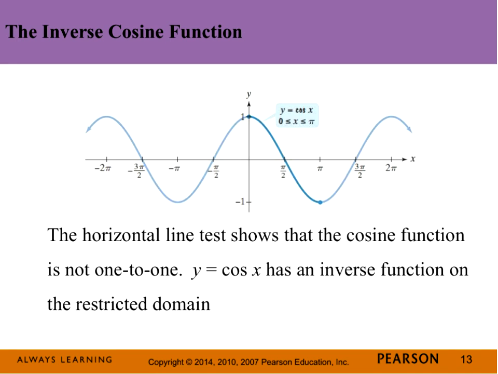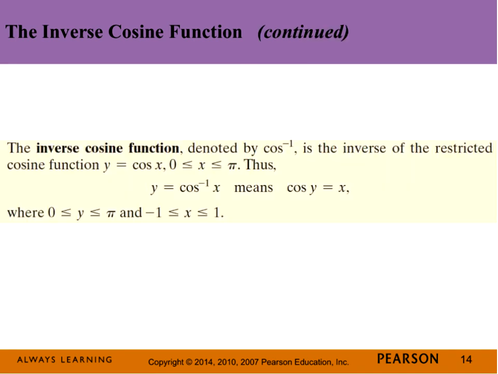Okay, so now we're going to take a look at the cosine function. And if we thought about the horizontal line test here with the cosine function, you may notice that if we restrict our domain from 0 to pi, we will have an inverse function there. So our new restricted domain for the cosine function is going to be 0 to pi.